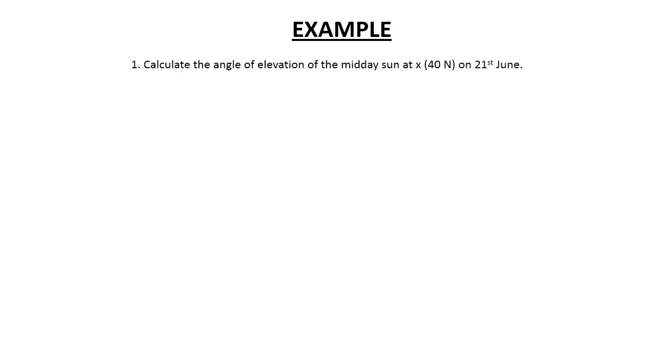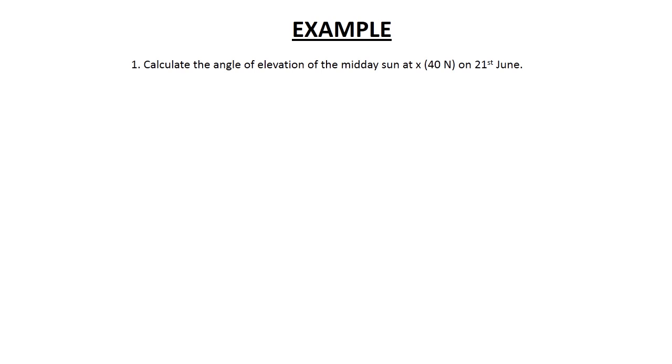Example: calculate the angle of elevation of the midday sun at 40 degrees north on 21st June. Before you even start, make sure you know where the sun is and the latitude. We can see this is 40 degrees north, which is in the northern hemisphere.